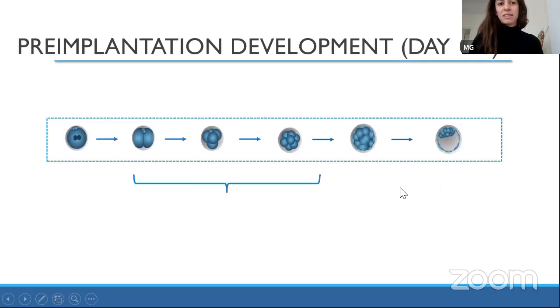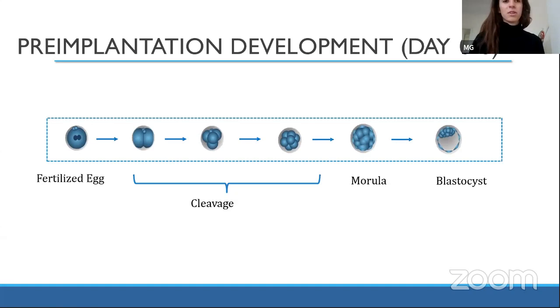Okay. So a little summary of preimplantation development: fertilized egg, cleavage, morula, then blastocyst. Great. Any questions so far? Please feel free to message. Have some water.